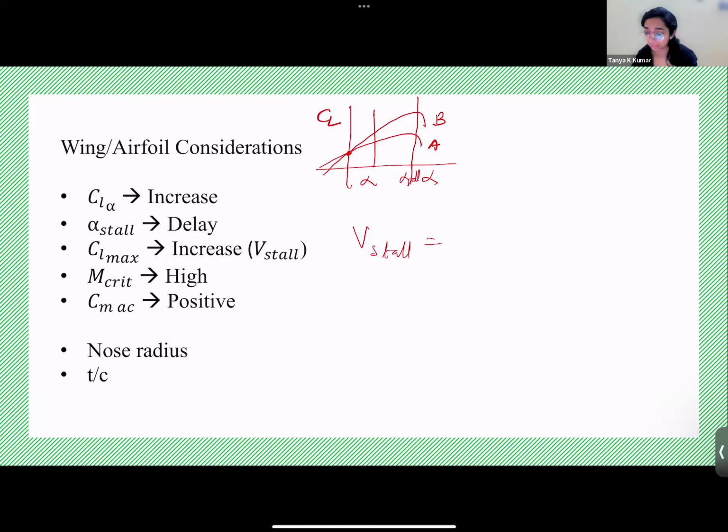So someone said delaying the stall speed. So we're discussing that in terms of CL alpha. We are right now at this point. So how, delaying the stall speed or reducing the stall speed? Which one is more desirable? We want to reduce the stalling velocity, right?